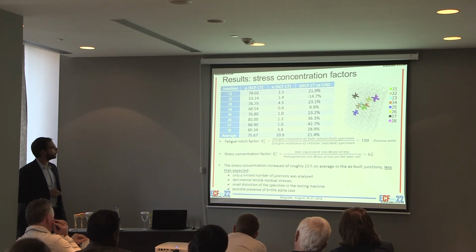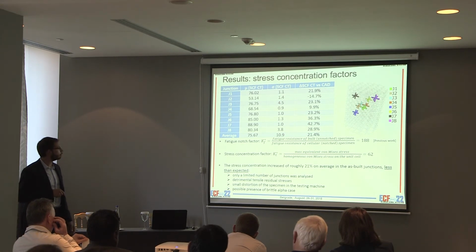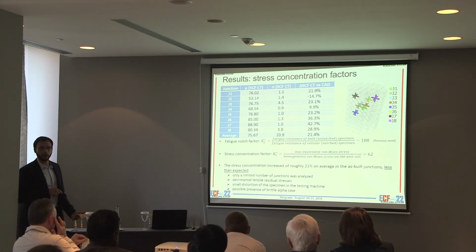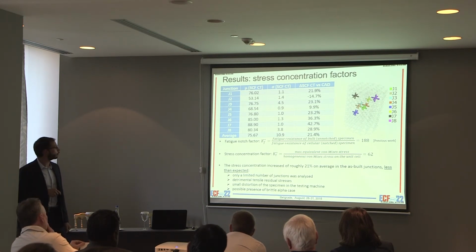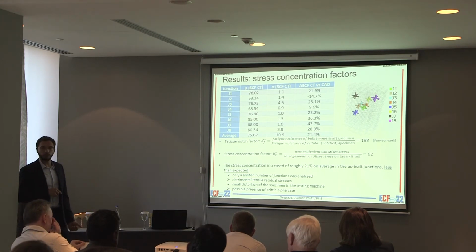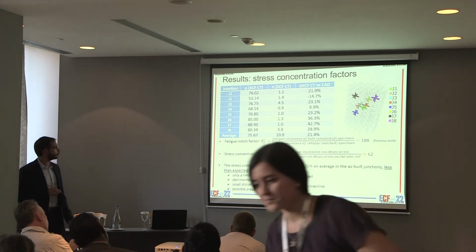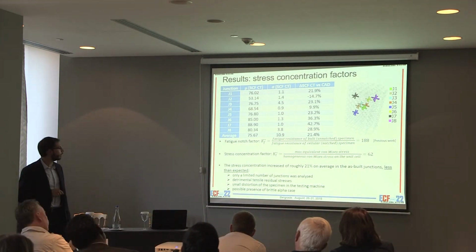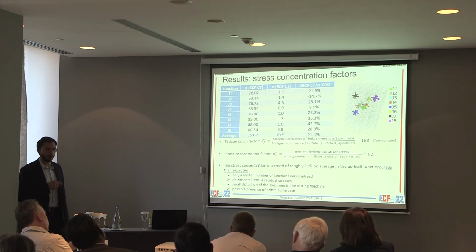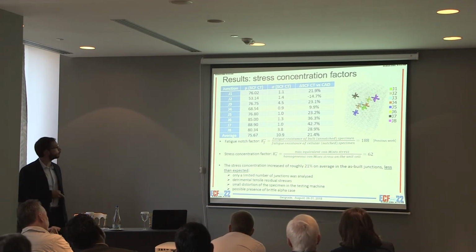But this difference in results might be due to the fact that I analyzed only a small number of junctions, and there might be also detrimental residual stresses in the structure which have not been taken into account, or also small distortions of the specimen in the testing machine, and possible presence of alpha case on the surface of the struts, which may make the structure more brittle.